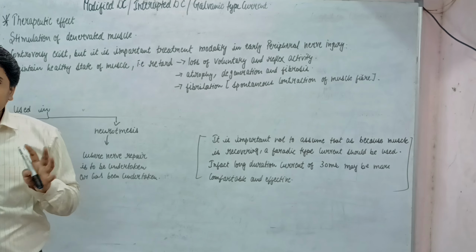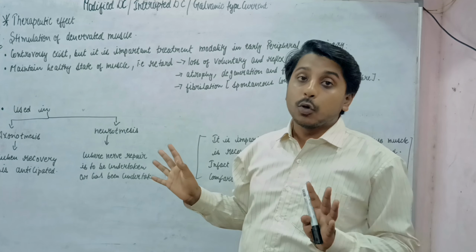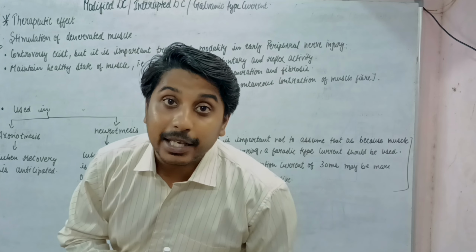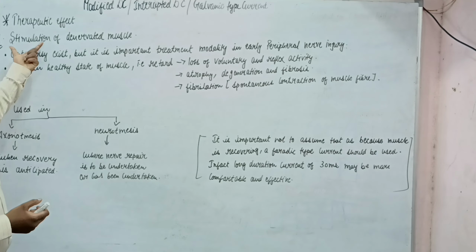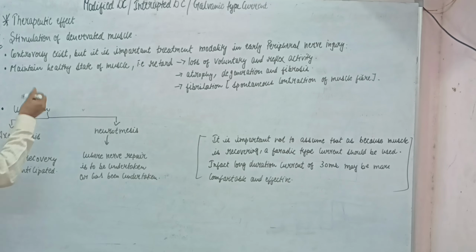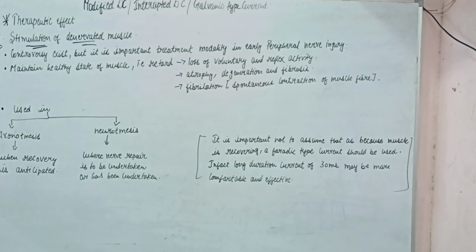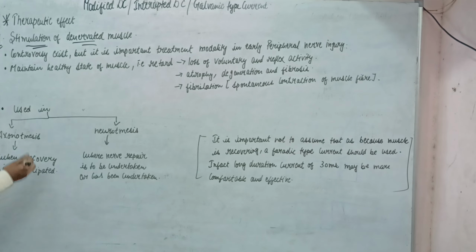Okay, so there are different types of controversies regarding its use, but it is used widely in case of denervated muscle. And what are the uses? Okay, so first is the stimulation of denervated muscle. Controversy exists, but it is an important treatment in peripheral nerve injury.